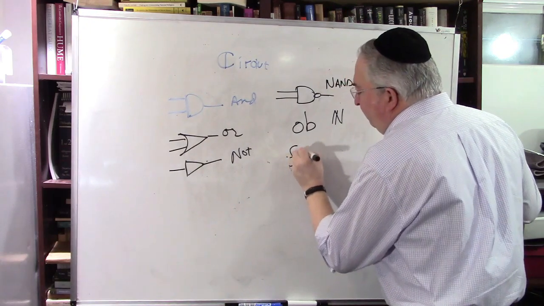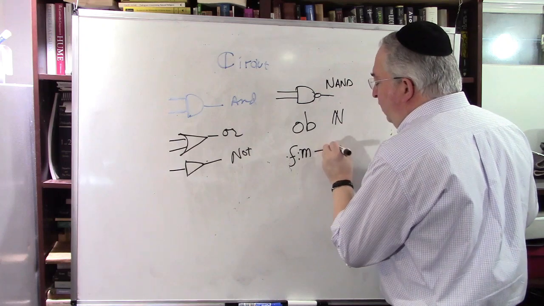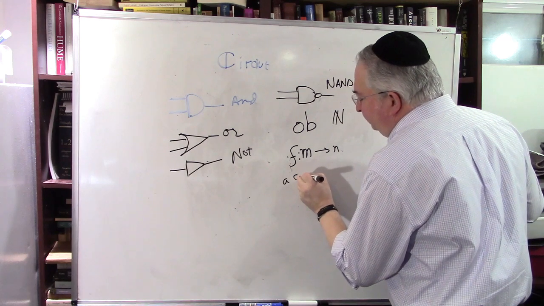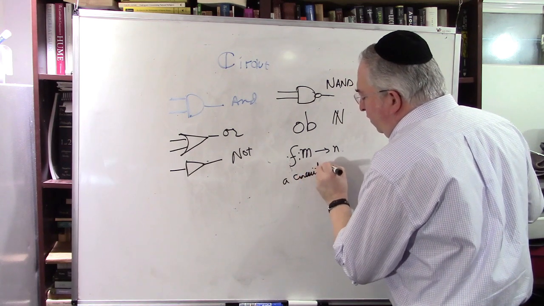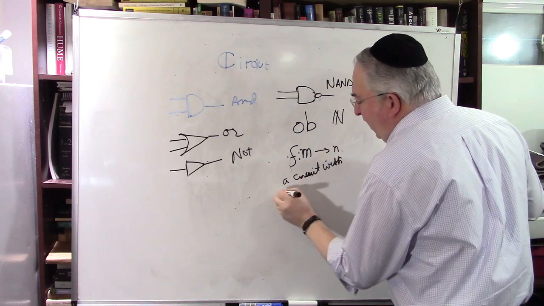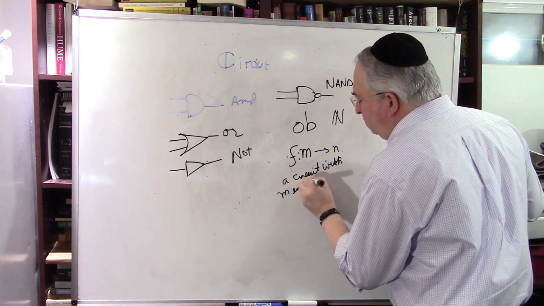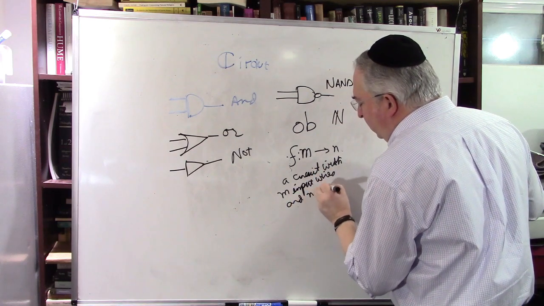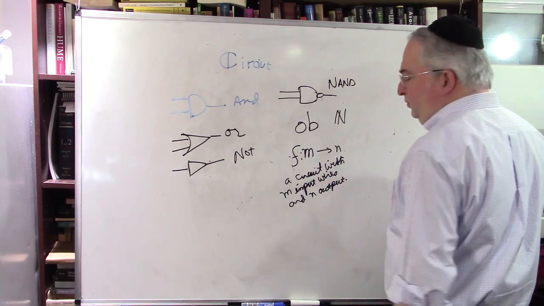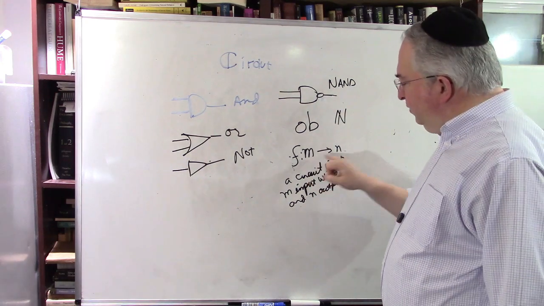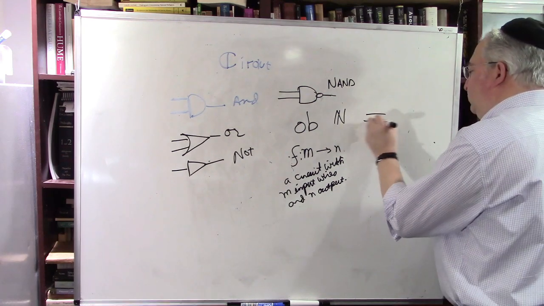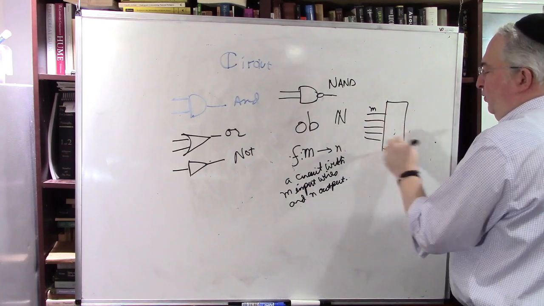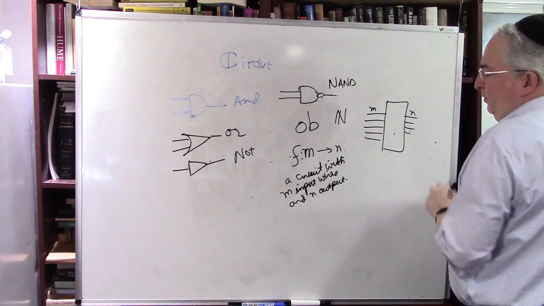So F from M, a natural number, to N, a natural number, is going to be a circuit with M input wires and N output wires. So you're going to have M inputs and N outputs. The way we write this is as follows. Here's a typical circuit. And so we'll have M input wires and we'll have N output wires.